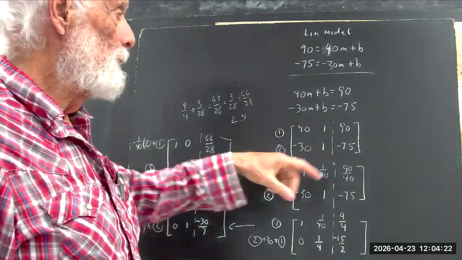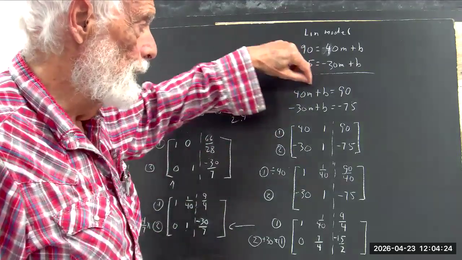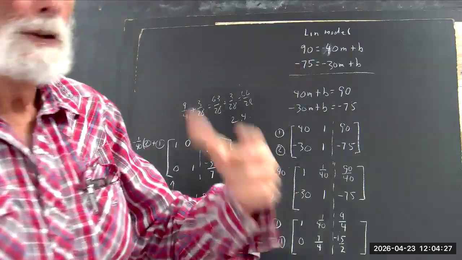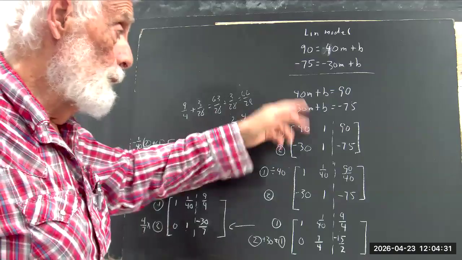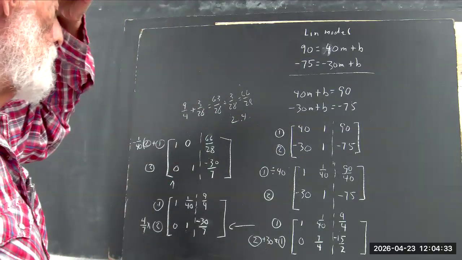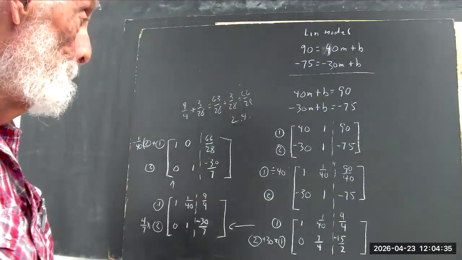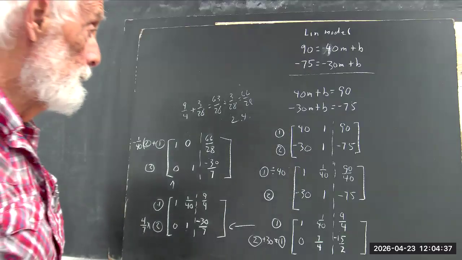I switched the sides because it looks better if you have your variables on this side. Variables are m and b. Instead of x and y, it's m and b. And that's no big deal. We solve for m and b. And I think I solved this correctly.